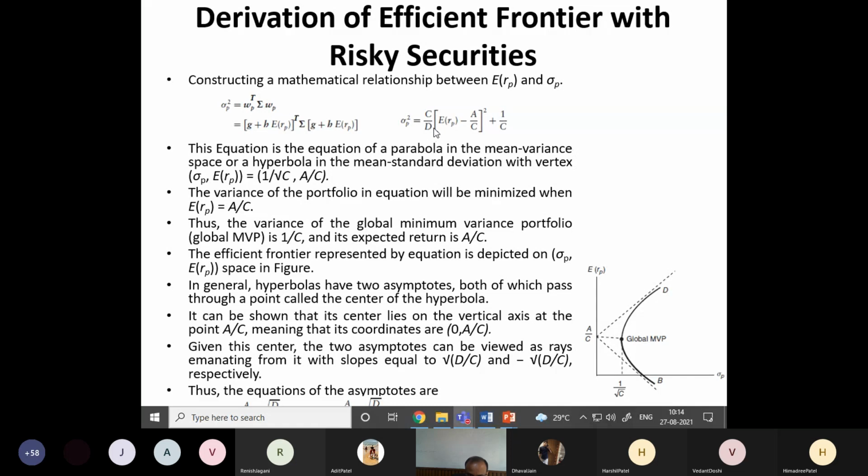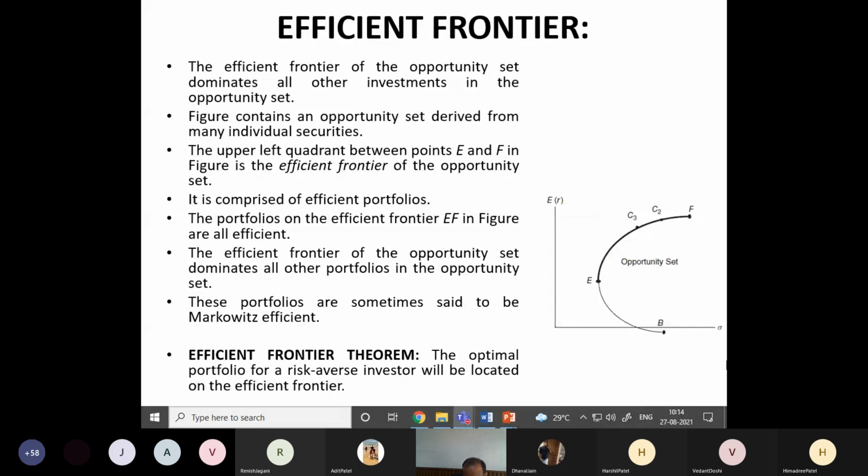Sigma p square equals C by D into ERP minus A by C whole square plus 1 by C. Now, if you refer to this equation, this gives us the relation between sigma p square and ERP. So that's what we want. We want a relation between sigma p and ERP. Remember, sigma is a standard deviation and its square is a variance. Whether we get a variance or standard deviation, it is one and the same thing. We should not confuse them. Sigma square is a variance and sigma is a standard deviation.